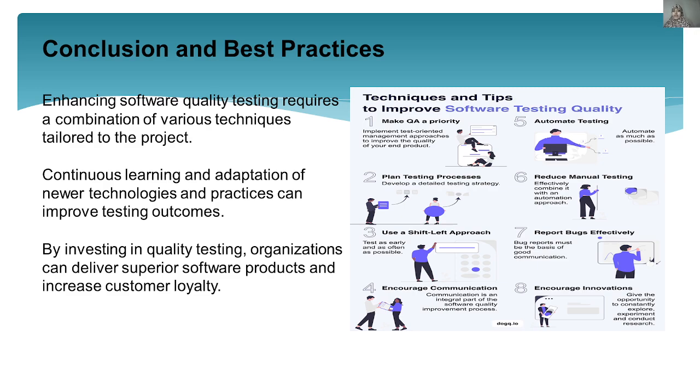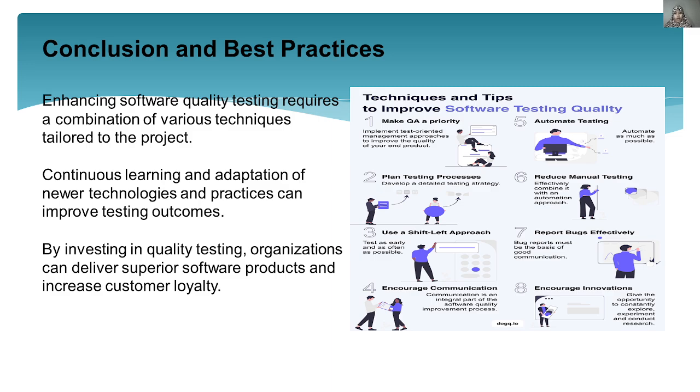Let me tell you a few techniques, or you can take them as tips to improve software quality testing. Implement test oriented management approaches to improve the quality of your end product. Plan testing processes, like developing detailed testing strategies. Use a shift left approach: test as early and as often as possible. Encourage communication. Communication is an integral part of the software quality improvement process, okay.